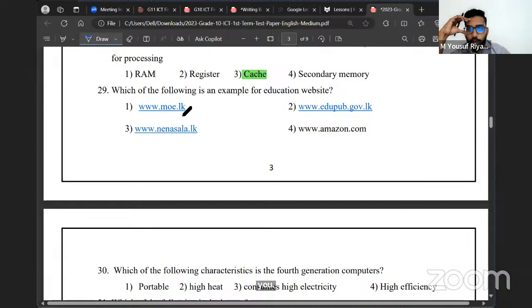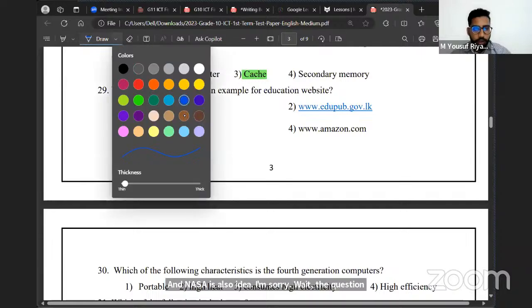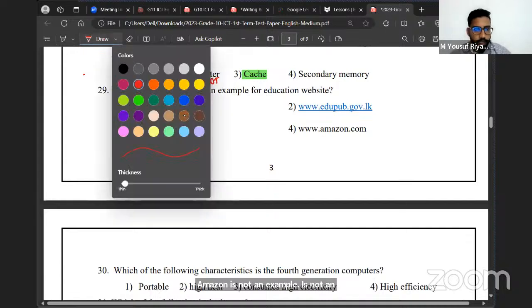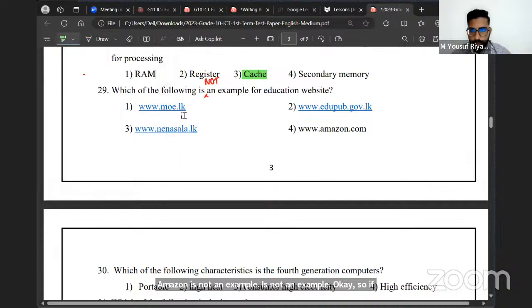Next, which of the following is an example for an education website? MOE is the Ministry of Education, and NSLI is also, sorry, wait, the question should be "not an example", because there are three examples. Only Amazon is not an example. So if you take not an example, the answer is going to be Amazon, because the remaining three are actually educational websites only. EduPub is an educational website, NSLI is also an educational website, MOE is also a type of educational website.